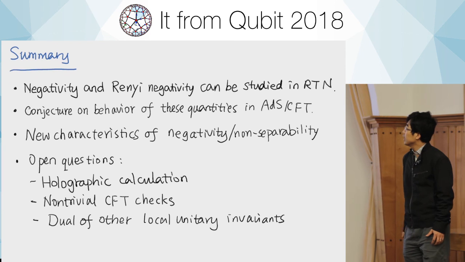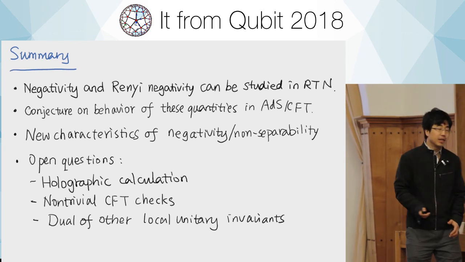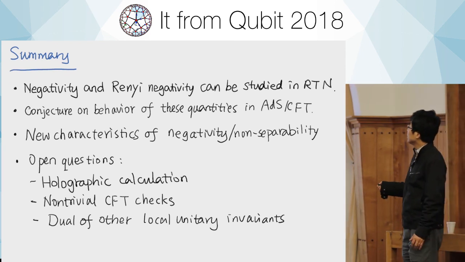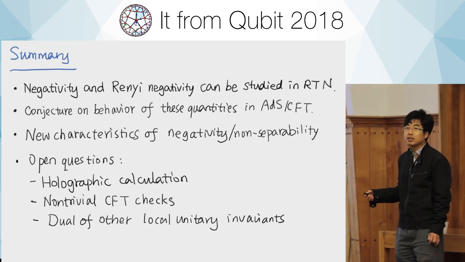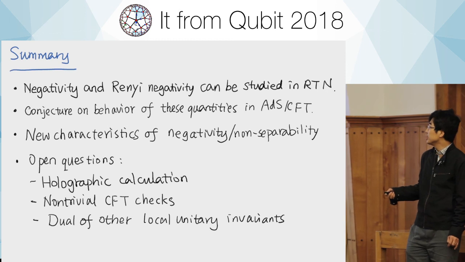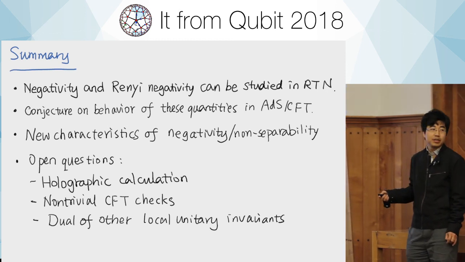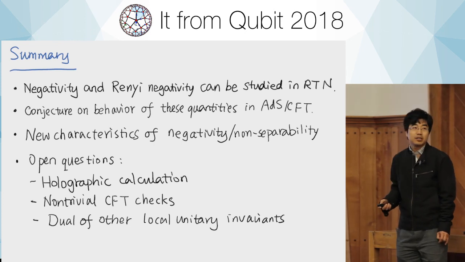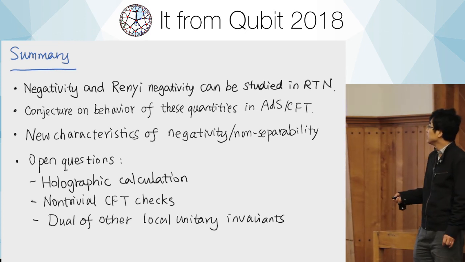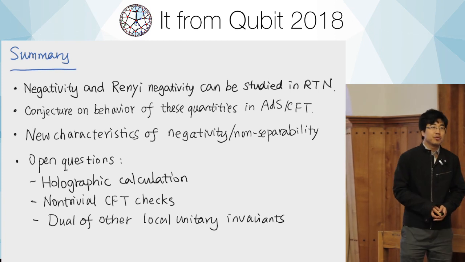So okay, that's the end. In summary, we find that you can study these negativity-related quantities in random tensor networks and make some conjectures on their behavior. But also the interesting thing is you can make some new characteristics of the non-separability of a state. And these characteristics are actually easier to study. And there are many open questions. Thank you.